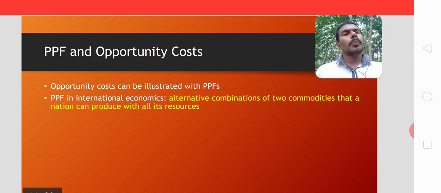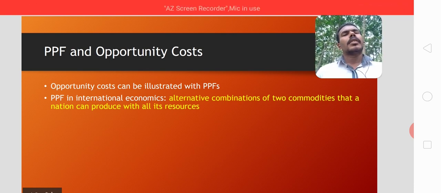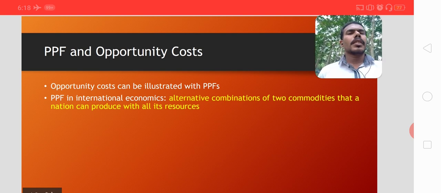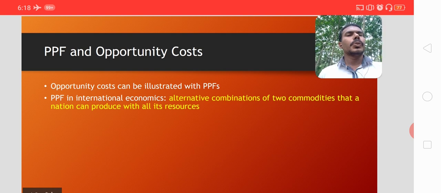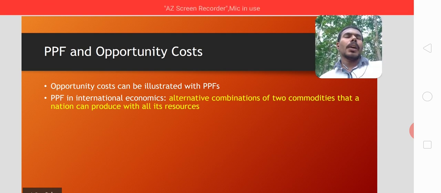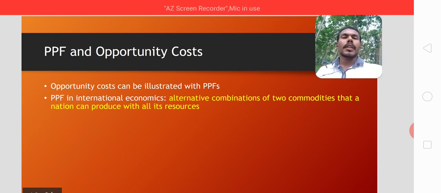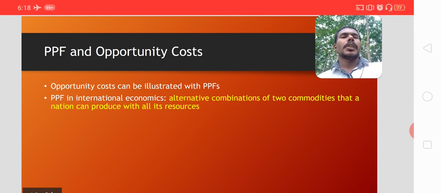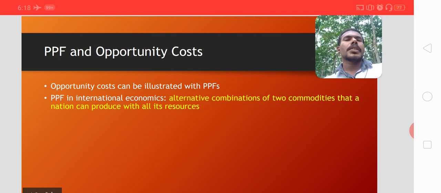Yesterday we learned opportunity cost theory, and today we have the opportunity cost under constant cost conditions. So we are going to explain the opportunity cost. How does the trade happen on the basis of comparative differences in opportunity cost using production possibility frontiers? So production possibility frontiers are used in international economics as well.